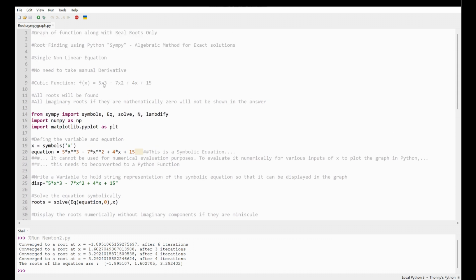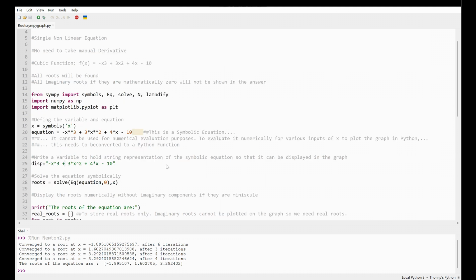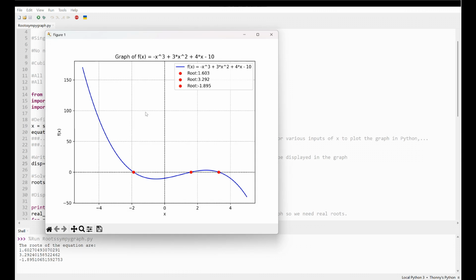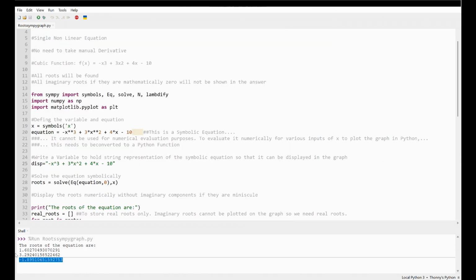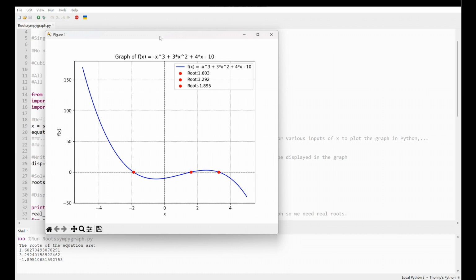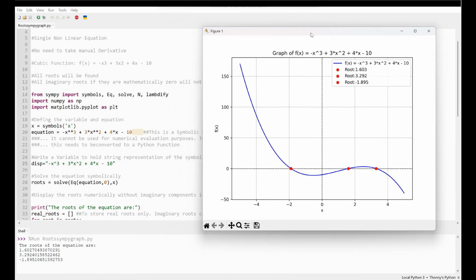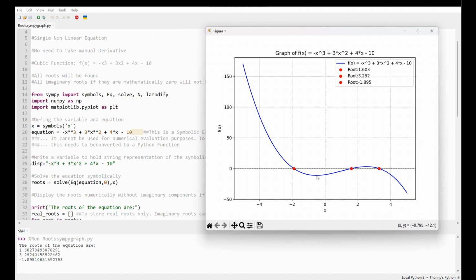So let's change the equation back to the previous equation that we had, which was minus x cubed plus 3x squared plus 4x minus 10. Let's see what we get. We should have 3 roots. There you go. So we have 3 roots because all 3 roots were real in that function. So we've got 3 red dots and 3 real roots, 1.6, 3.2 and 1.8, along with the title of the graph. So that's good. That works well.